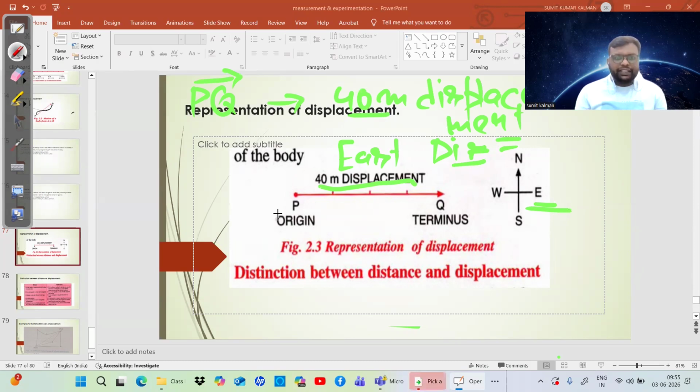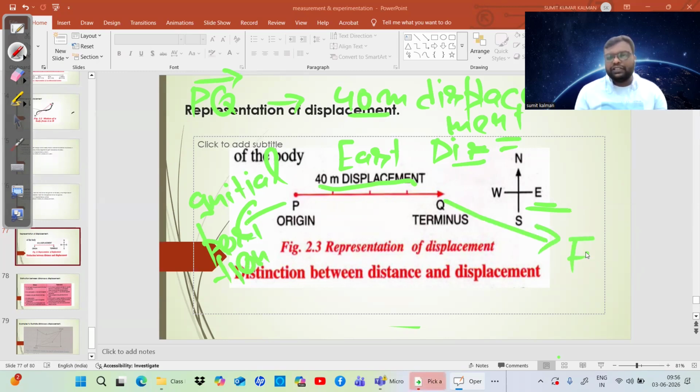Now students, here P is the origin. It is the initial position of the body. And friends, Q is the final position of the body. So students, this is the representation of displacement. I hope this is clear. If you have any doubt, you can ask anytime. I'm free.